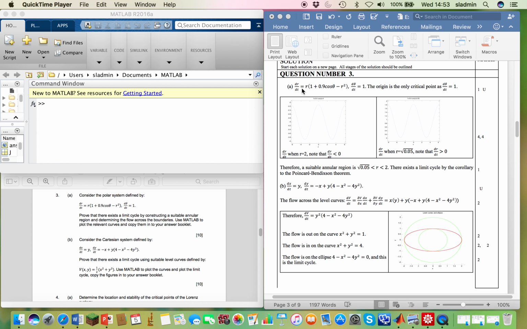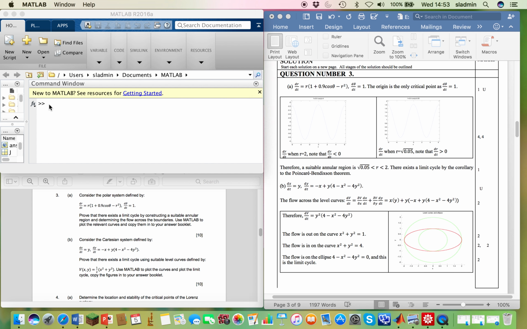So for part A, we're given it in polar form, so we have dr by dt and d theta by dt. The origin is the only critical point because d theta by dt is 1, so it's always positive. If we put r equal to 2, then you can see the plot of 1 plus 0.9 cos theta minus 4, here is the plot, and you can see that that is always negative. So dr by dt is negative on r equals 2.